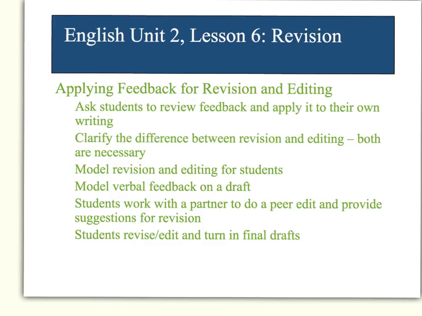One way to do that is to provide teacher modeling of both revision and editing. So in the past I have written the essay that I'm asking my students to write along with them, and then modeled some revision and editing for them, perhaps using a document camera or something like that so they can see what I'm doing.